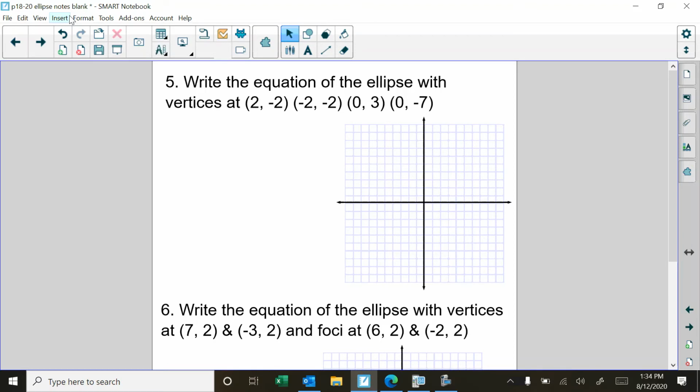All right, last two problems. We're going to create an equation for an ellipse based on ordered pairs that are given to you. Now, I'm a big grapher. I like to visualize what it is that I am creating. So I like the graph and the grid paper sitting there with us.